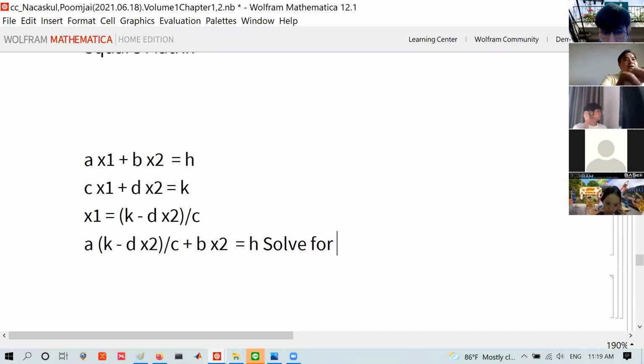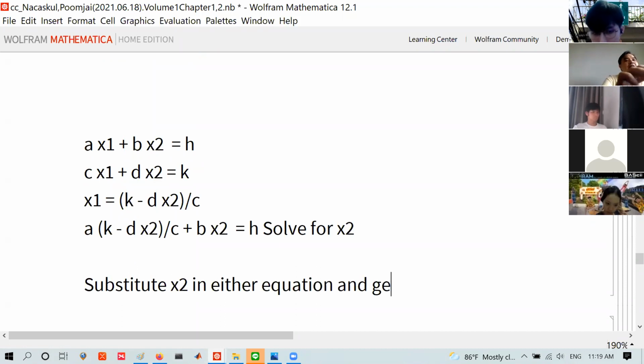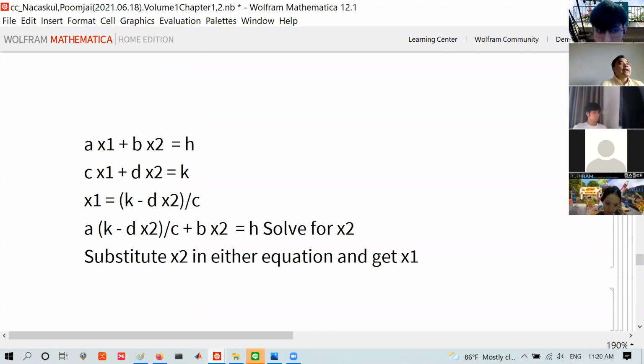Solve for x2, substitute x2 in either equation and get x1, right? Now, can you do this with 7 equations in 7 unknowns? Well, the process is more involved, right?